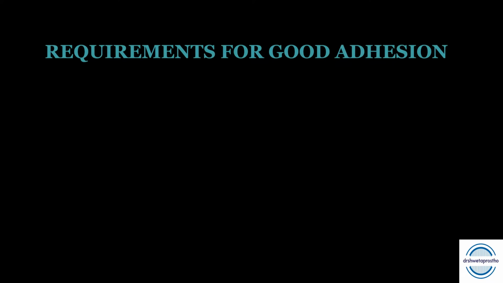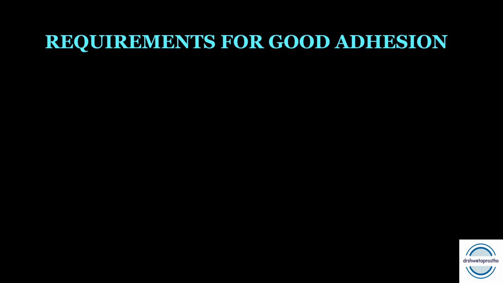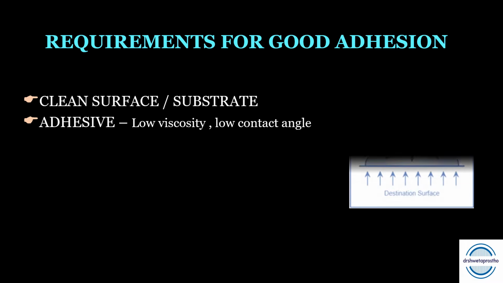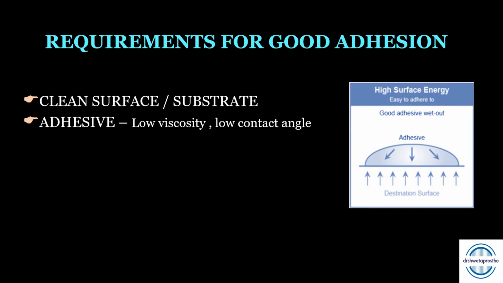Next comes the requirements for good adhesion. How can we achieve a good adhesion? First, there should be a clean surface or substrate. If there is any kind of contamination, it will interfere with the adhesion. Second, the adhesive should be of low viscosity. It should have a low contact angle with the adherent. Then only it will lead to good wetting and a good adhesion.